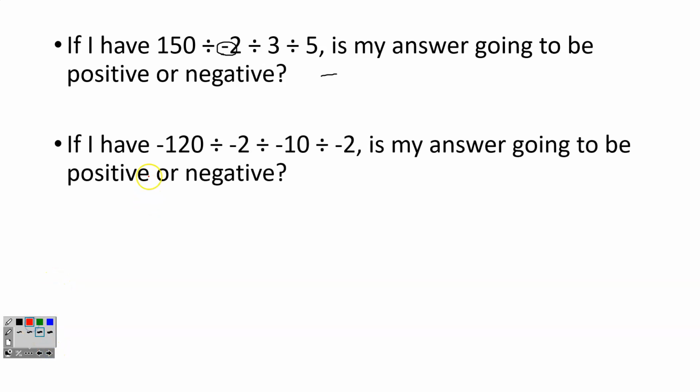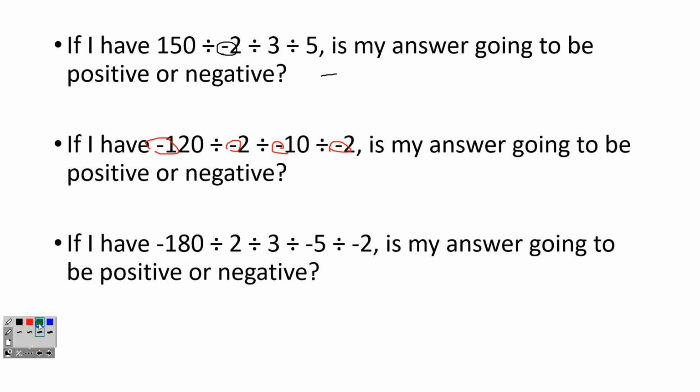How about this one? Give you a moment to think. Hopefully you counted those negatives. 1, 2, 3, 4. Your answer is going to be positive because 4 is an even number. Well, what about this one then? Give me a moment to think while I circle that one. There's another one. There's another one. There's 3 negative signs. So therefore, 3 is an odd number. My answer is going to be negative.